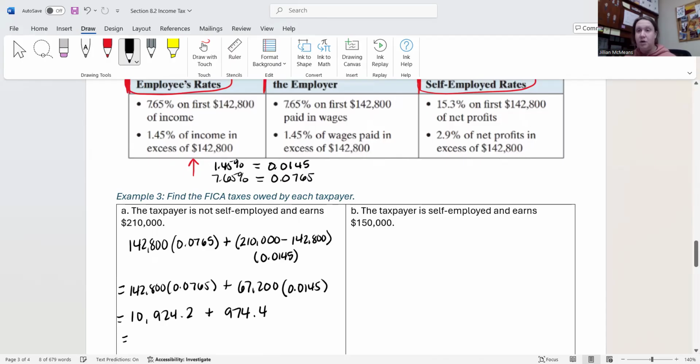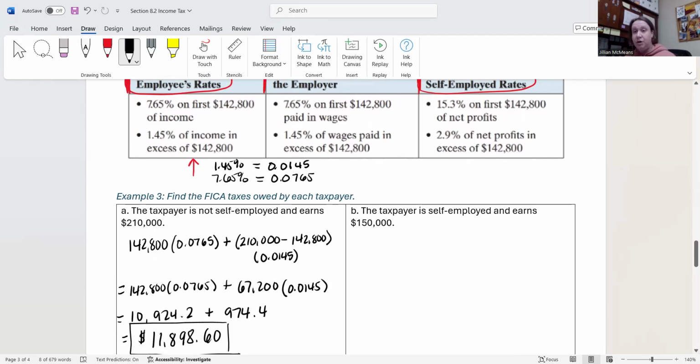Let's go ahead and find the total amount of FICA taxes that we pay. So we get 10,924.2 plus 974.4. And at the end of the year, we would have paid a total of $11,898.60. So remember, you're not like writing a check to the government for this.